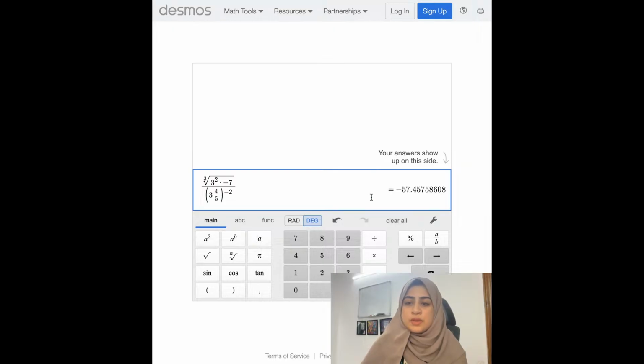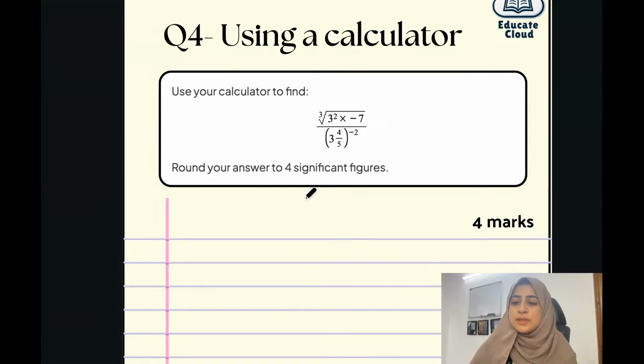Okay, so that gives us minus 57.5, and we need it to 4 significant figures. So the answer is minus 57.46. Okay, that's how you do that one.